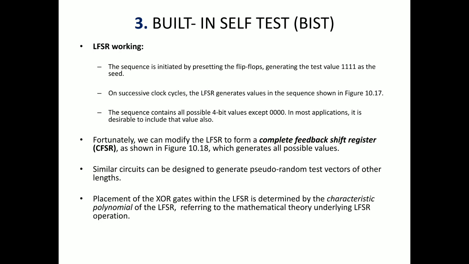When the LFSR is modified to give the combination 0 0 0 0 as well, the count of test vectors becomes 16 combinations. That modified LFSR is called a complete feedback shift register, CFSR, which will generate all the 16 combinations pseudo randomly. This is shown in figure 10.18. Similar circuits can be designed to generate pseudo-random test vectors of other lengths.